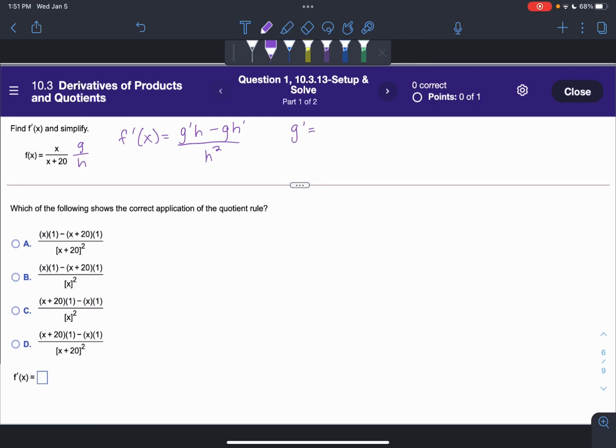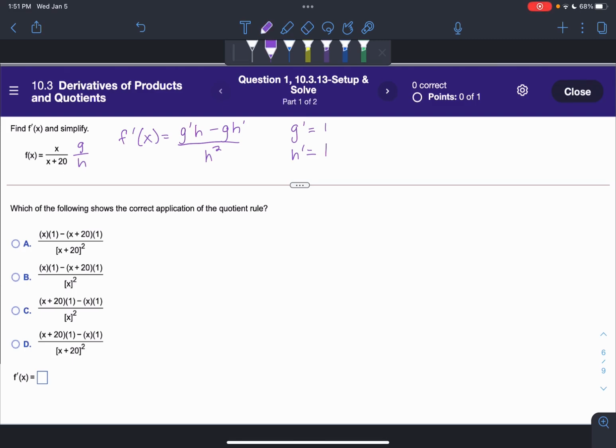So let's find g prime. The derivative of x, that's just a linear function, or you can also think of it as 1 times x, which is just 1. And h prime, same thing, I have 1 as the derivative of x, and then the derivative of 20 is 0. So actually the derivatives are the same here.